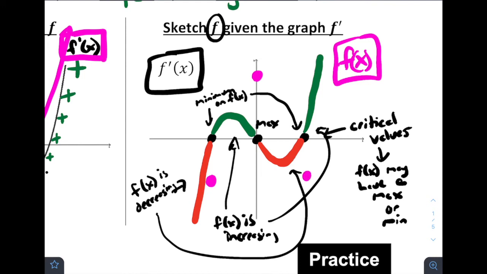Now, what I'll say is this is, again, not an exact science. I don't know how high or how low this point is. I just know it's a minimum based on whatever's going to be around it. I know that this point's going to be a maximum based on what's around it, and this is going to be a minimum based on what's around it.